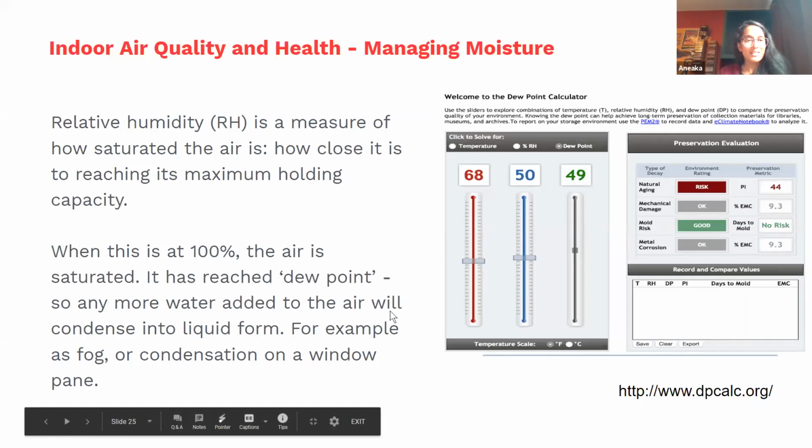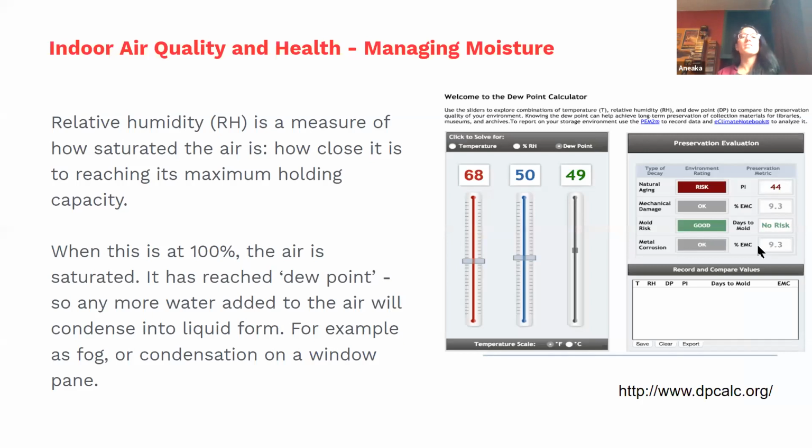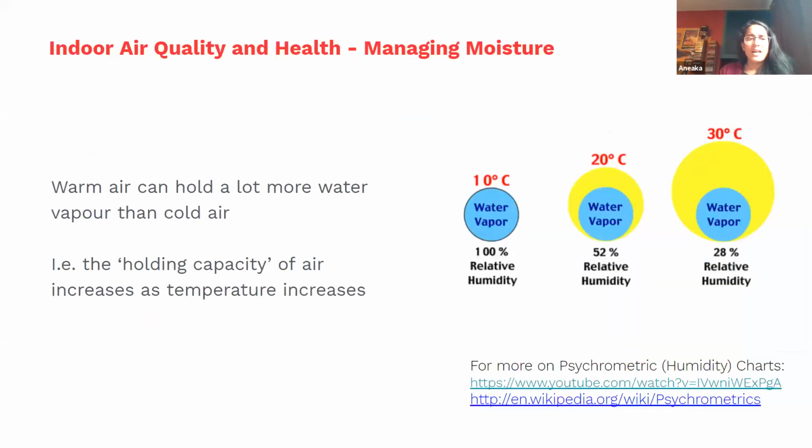So I've been saying relative humidity a lot, and some of you might think, what is that? It's a measure of how saturated the air is with water vapor. At 100% relative humidity, that's when water droplets are formed. It's the dew point, which is how rain is formed. And warm air can hold a lot more water than cold air. So this is really important in terms of thinking about relative humidity.